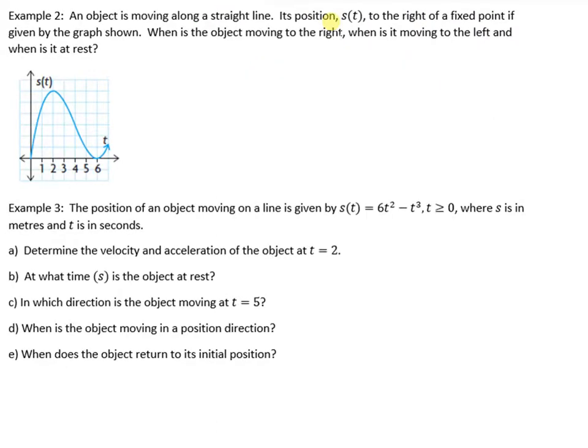Example 2 asks: an object is moving along a straight line. Its position s at t, so I put this one underneath, this graph right here, relative to a fixed point is given by the graph shown. When is the object moving to the right? When is it moving to the left? And when is it at rest?